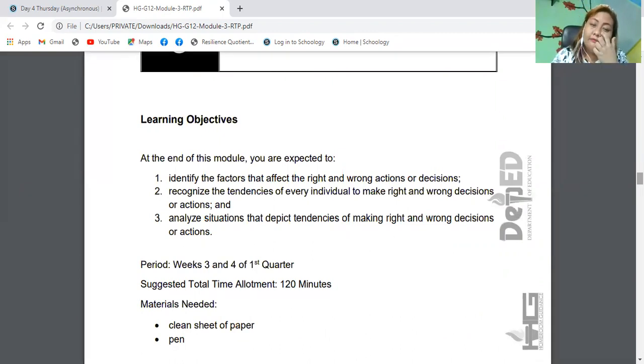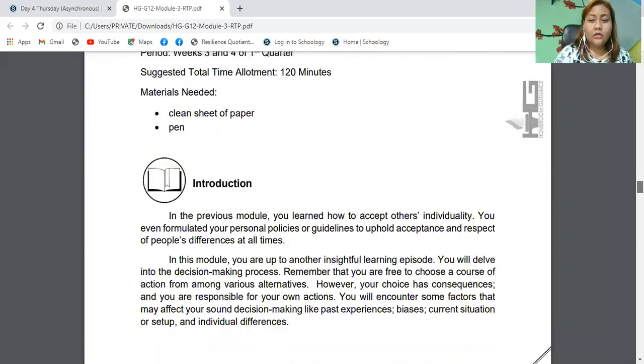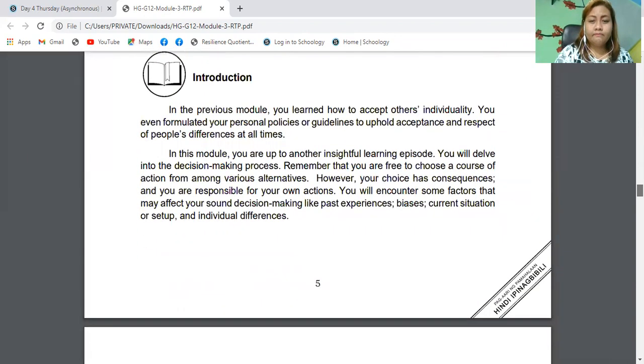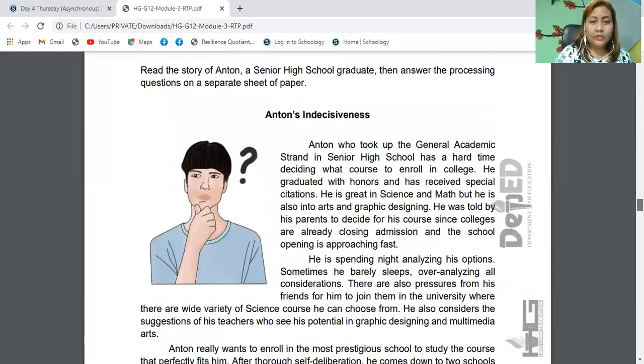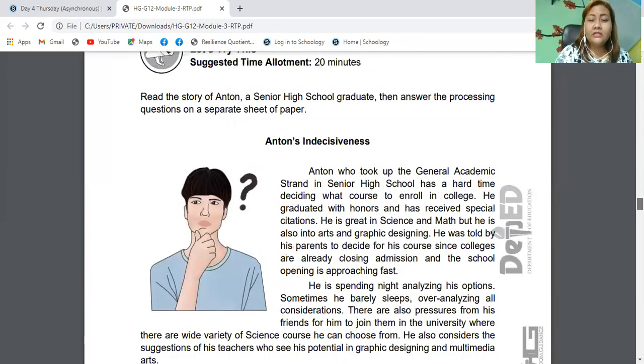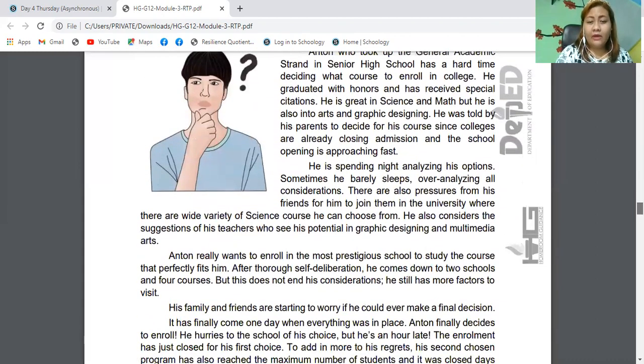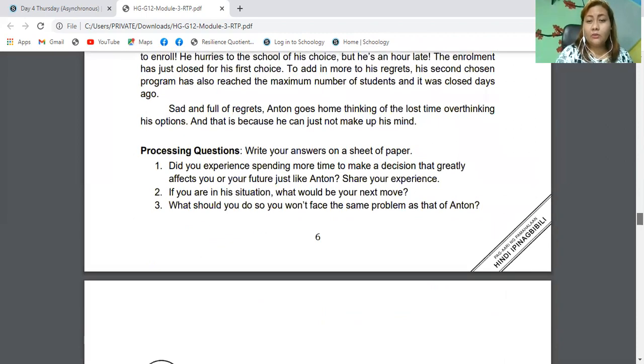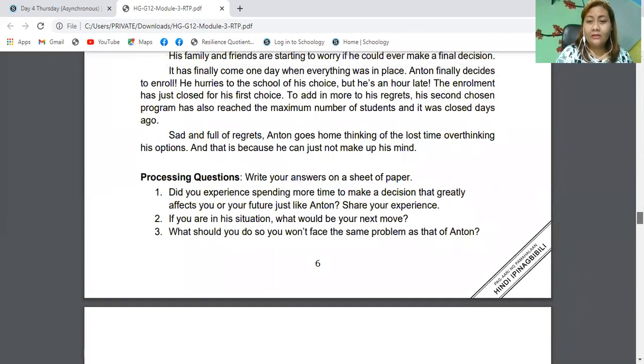So we need a clean sheet of paper and a pen. So that's just it. So let's start with the first one. You have to read the story about Anton. Okay, after reading the story about Anton, you have to answer the processing questions. Right? There are only 3 questions that you need to answer. Okay?